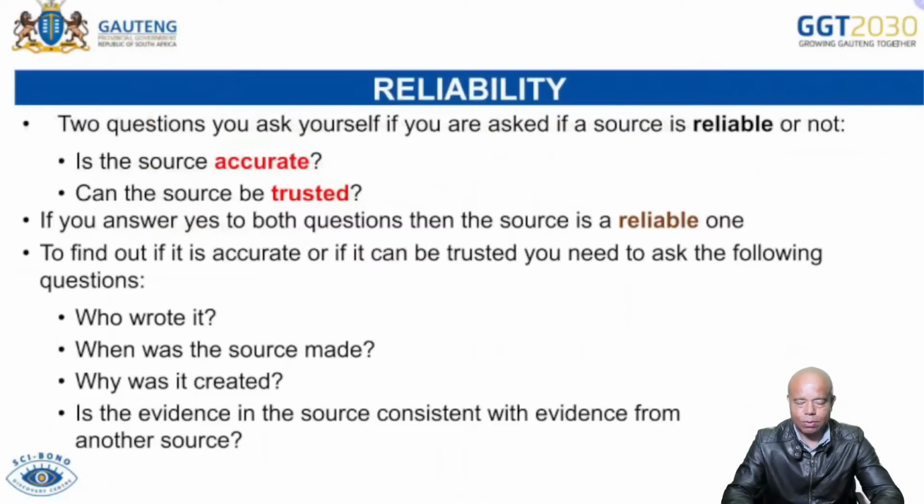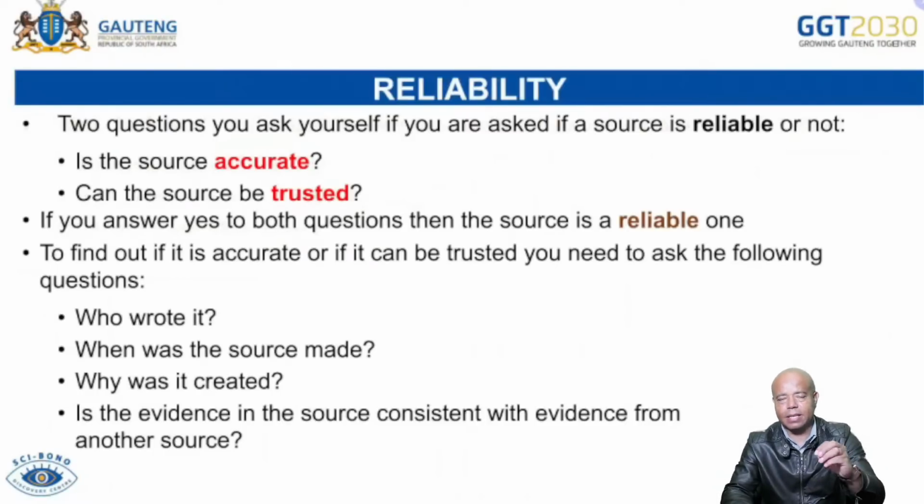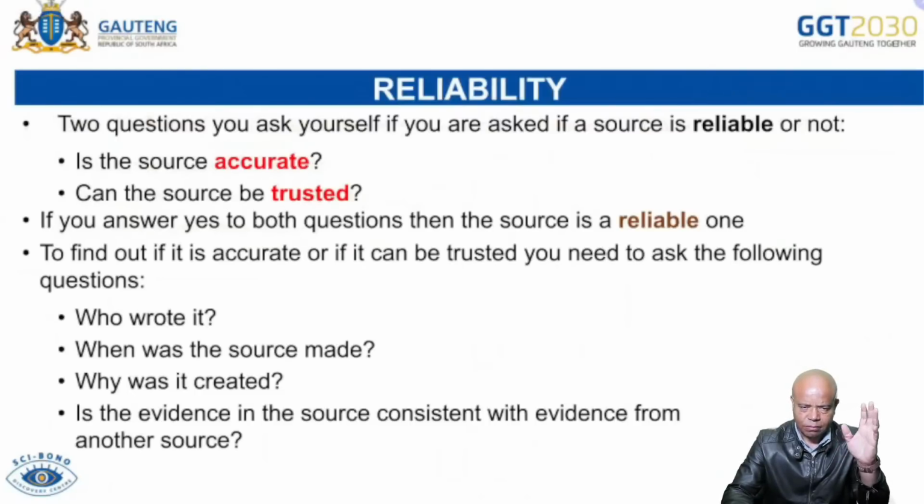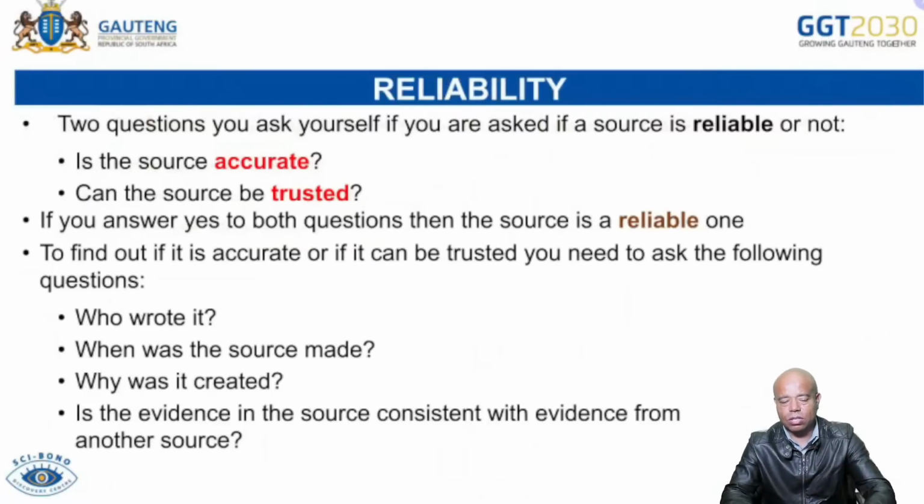Why was it created? It was created to show us how they were building the Berlin Wall, basically, or how they implemented the Marshall Plan, basically. So you must be clear. Is the evidence in the source consistent with evidence from other sources? So what happens here, learners, you look at 1A, 1B, because maybe 1B is the source that is asking how reliable is the source. Explain the reliability of the source. So now you go to 1A, 1B, 1C, and you mention what is consistent with the other sources, basically.